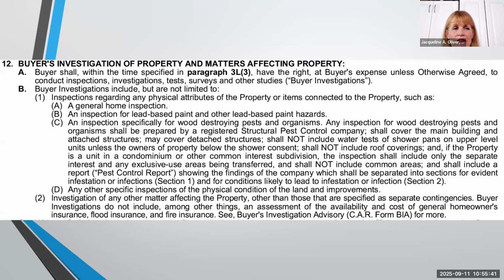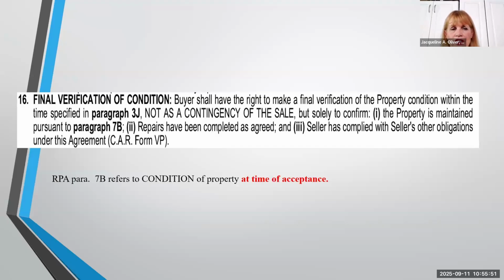So again, this paragraph 12 talks about the importance of the buyer investigation and all of the types of reports. And the investigation advisory is also mentioned. And then I also mentioned that the 3J of the RPA says that it's not a contingency. It's only to confirm, did the seller make all the repairs that they agreed to? They comply with everything under the agreement that they entered into?